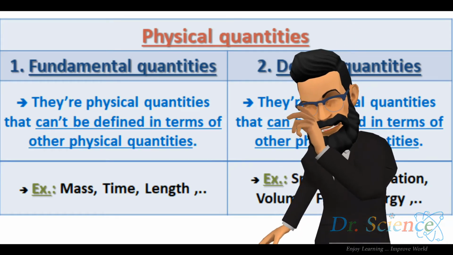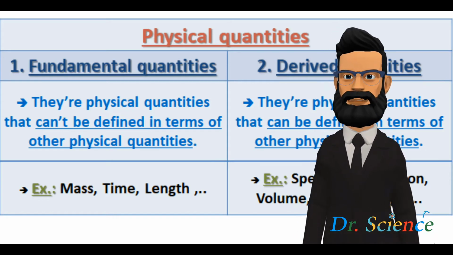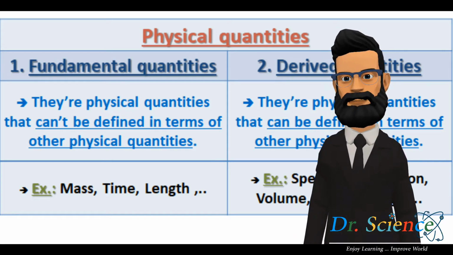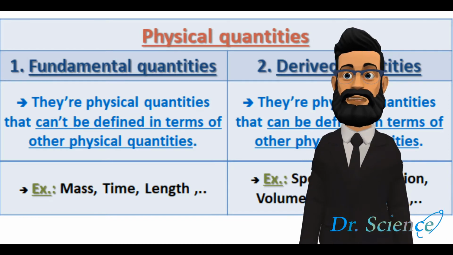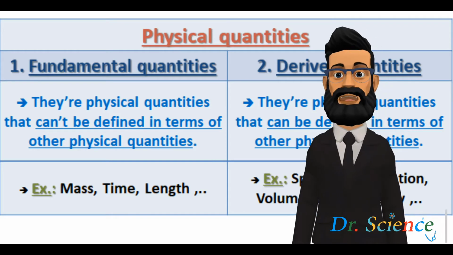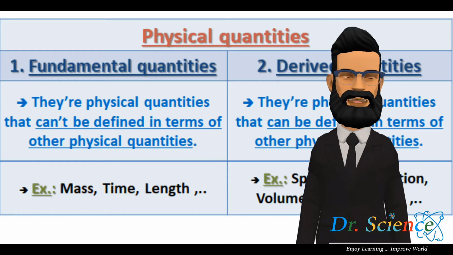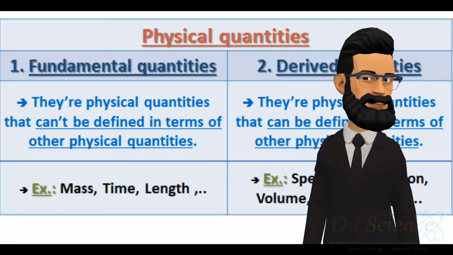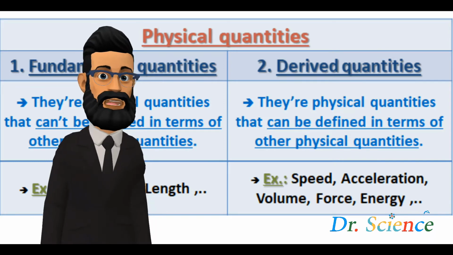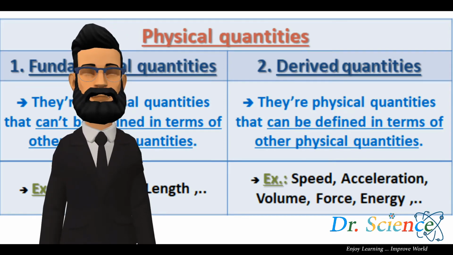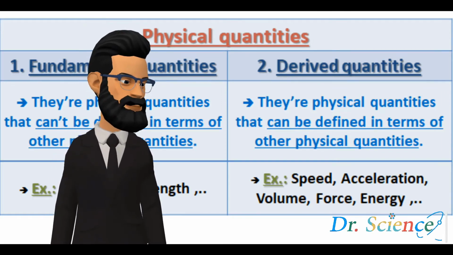Physical quantities can be divided into two types, which are: 1. Fundamental or basic physical quantities, and 2. Derived physical quantities. The fundamental physical quantities are physical quantities that cannot be defined in terms of other physical quantities, such as mass, time, and length. While the derived physical quantities are physical quantities that can be defined in terms of other physical quantities, such as speed, acceleration, volume, force, and energy.